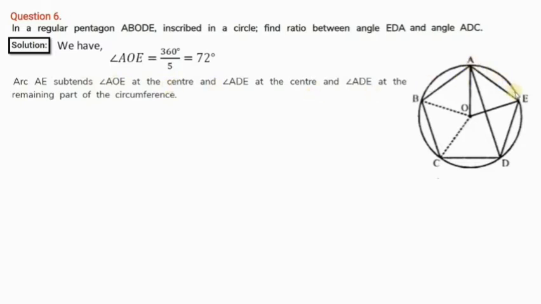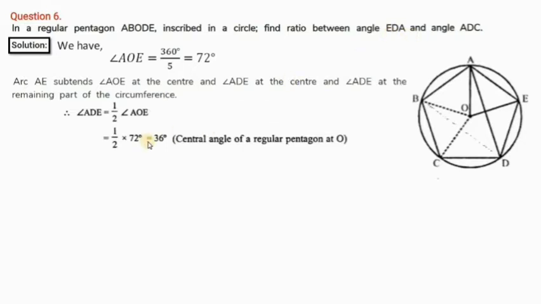So we have arc AE subtends angle AOE at the center, and in the remaining part, this AE subtends angle ADE, which we need to calculate. ADE or EDA both mean the same. So this will be just half of this. So ADE will be equal to half of AOE, which we already know is 72. Half of 72 is 36 degree. So my first answer, that is EDA, will be 36 degree.